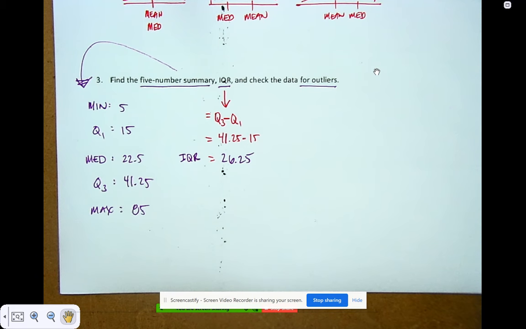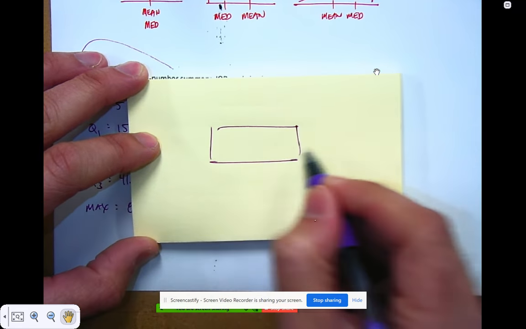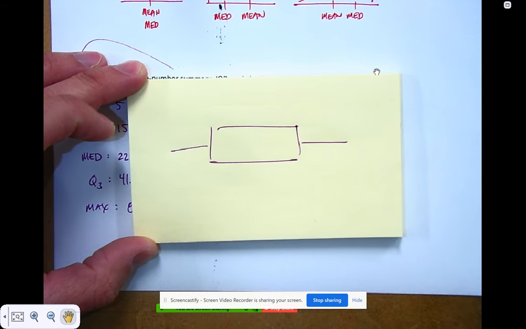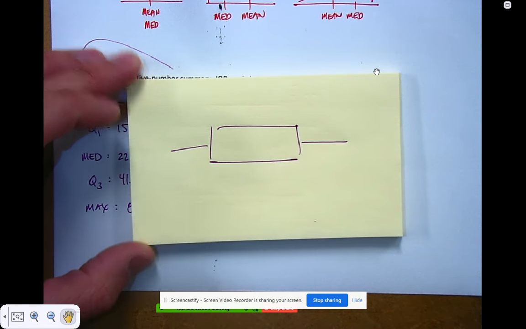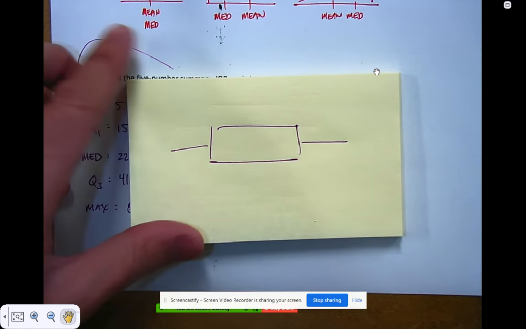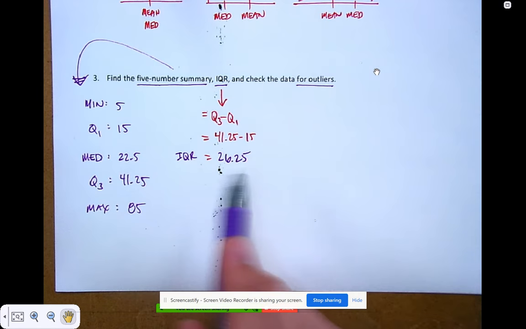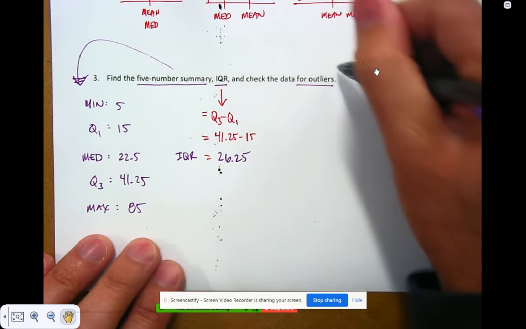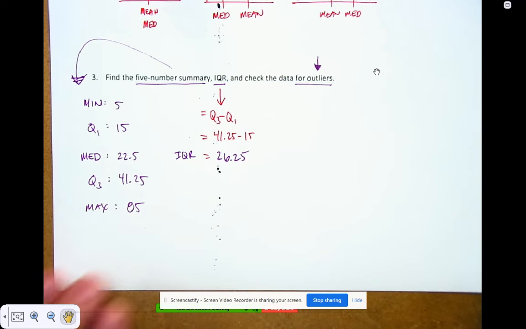Okay, so why all these numbers? So tomorrow what I'm going to do is I'm going to do the last real graph of this chapter, which is called a box plot. And you guys might have seen a box plot. It looks like this, like a rectangular box and whisker plot, something like that. If you haven't, it's okay. It's not hard. But we're going to use the 5-number summary to graph it. But what we're going to do right now is we're going to find outliers.